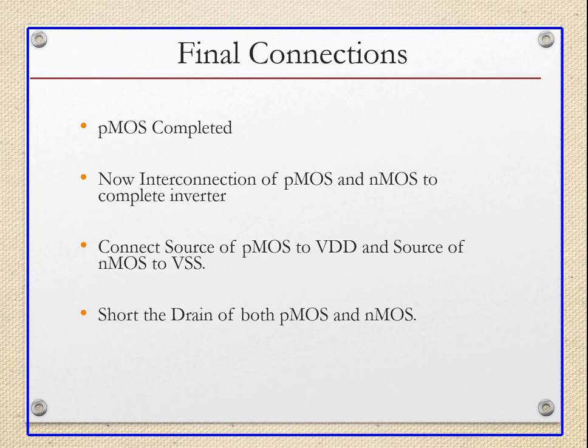So always the upper device, which is a PMOS, the source is connected to VDD and the source of the NMOS is connected to VSS, that is ground. And then short the drain of both the P and N MOSFET.